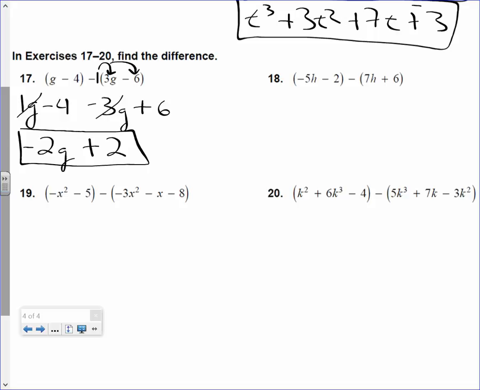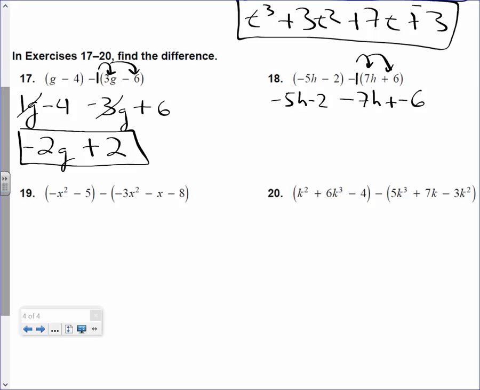Let's try 18 together. We're subtracting, so let me distribute the negative 1. Phone's away right now, it's on the floor, and there we go. So I got negative 1 times a 7 will be a negative 7h, plus negative 1 times a 6. Anytime the signs are different, it's always negative. Negative 6. I got a negative 5h minus 2 over here. I'm going to take it out of the parentheses now.